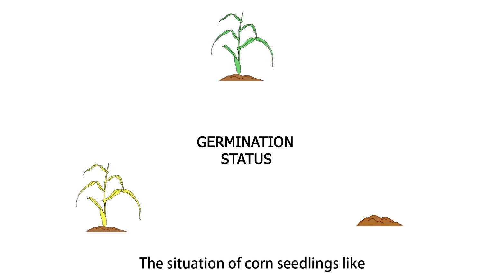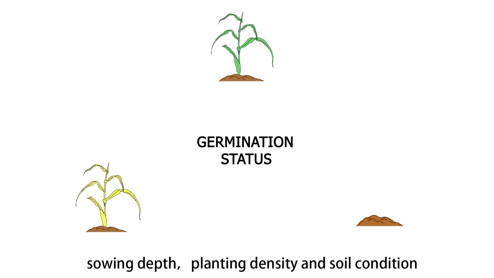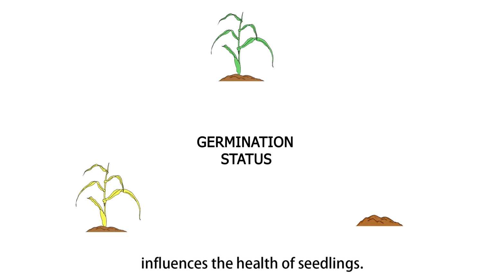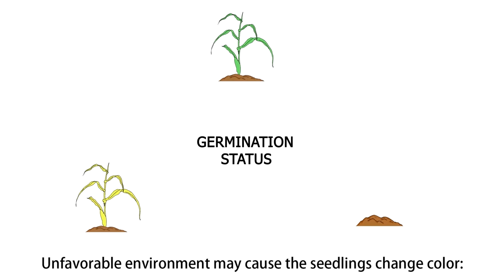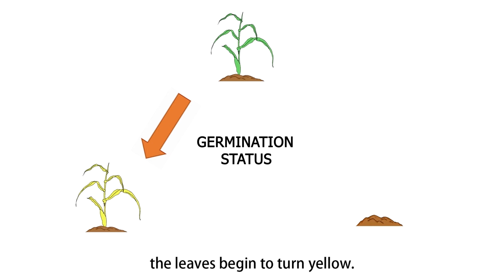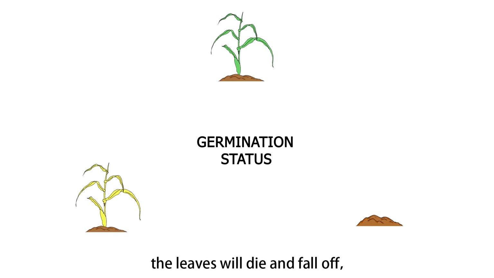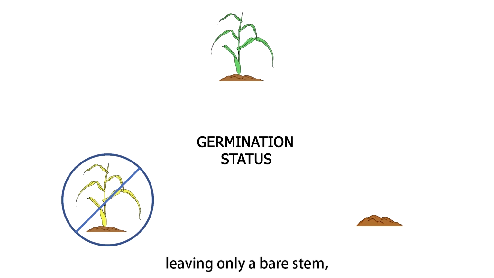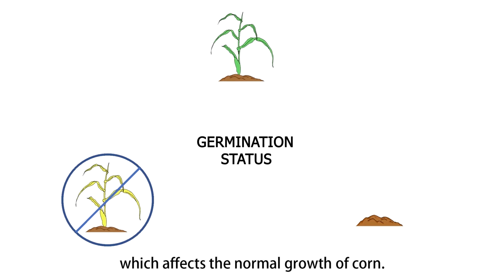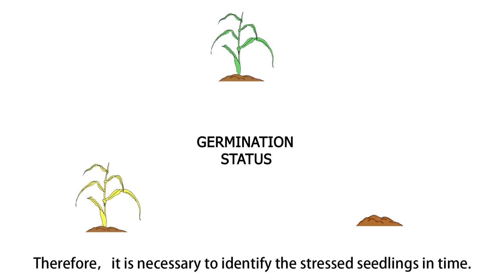The situation for corn seedlings, like sowing depth, planting density, and soil condition, influences the health of seedlings. An unfavorable environment can cause the seedling to change color. The leaves begin to turn yellow. In this situation, if no measures are taken, the leaves will die and fall off, leaving only a bare stem, which affects the normal growth of corn. Therefore, it is necessary to identify the stressed seedlings in time.